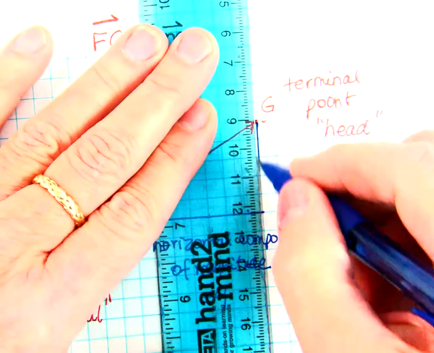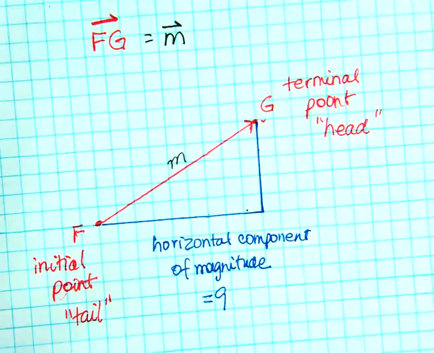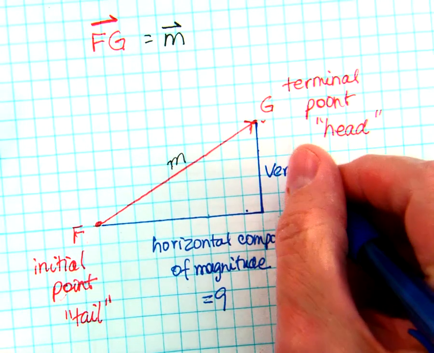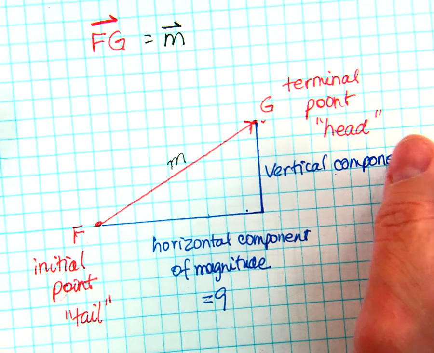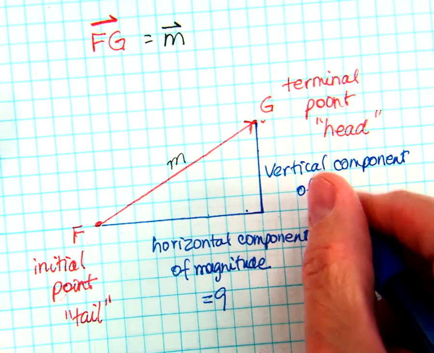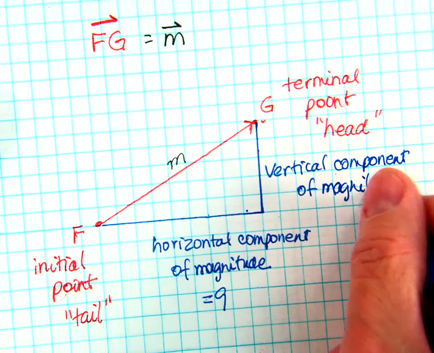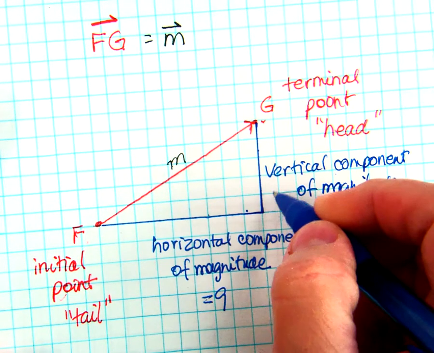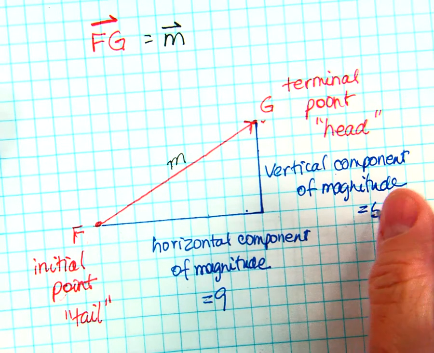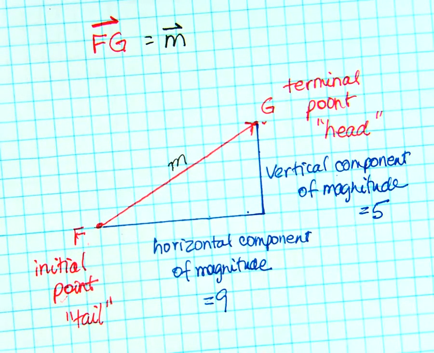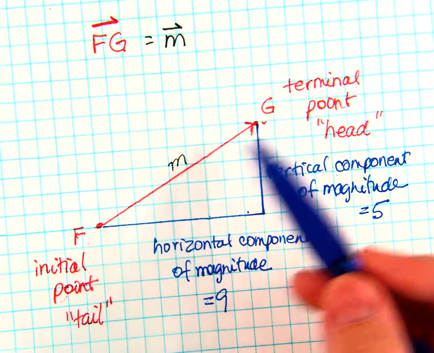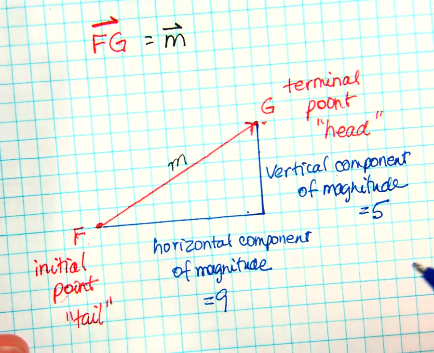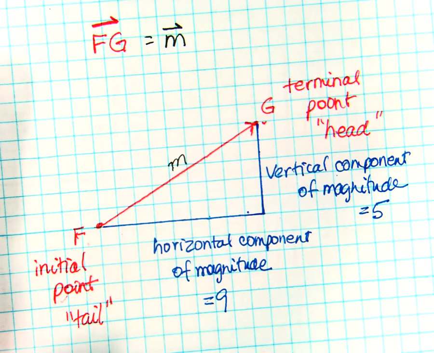And probably pretty obviously, this is going to be the vertical component of the magnitude. And it's 1, 2, 3, 4, it's 5. Okay. Horizontal component, vertical component combine to make the vector with the magnitude and the direction.